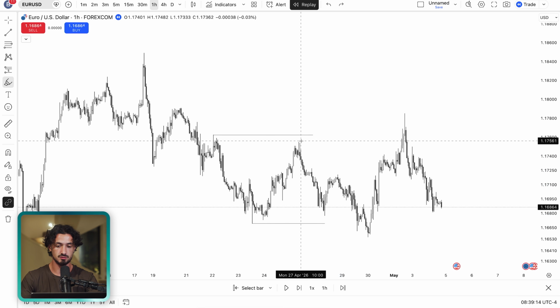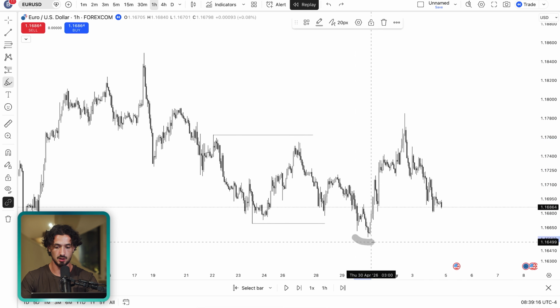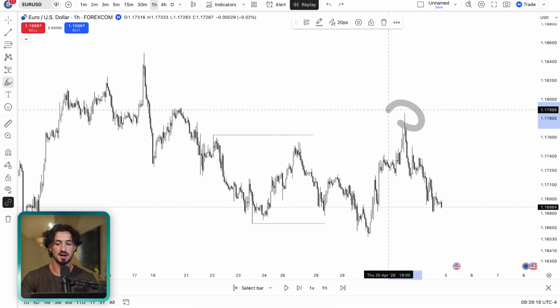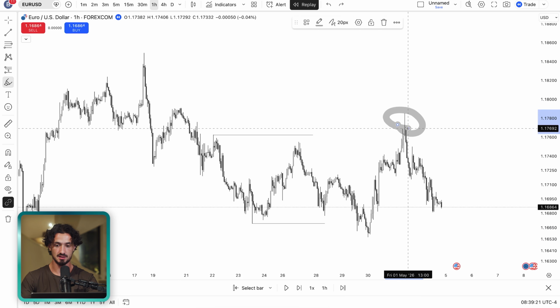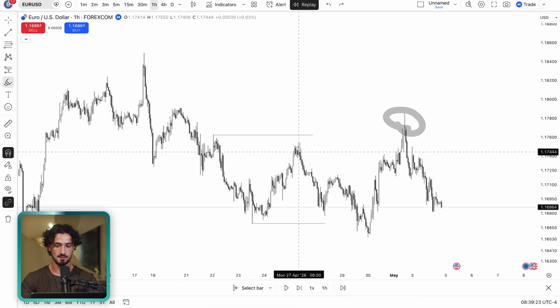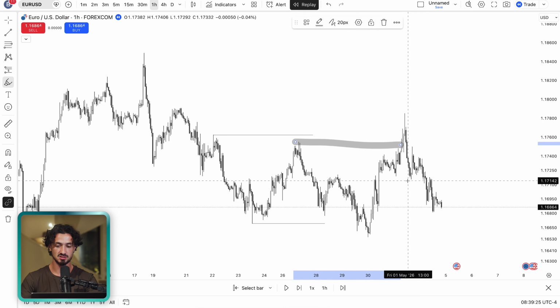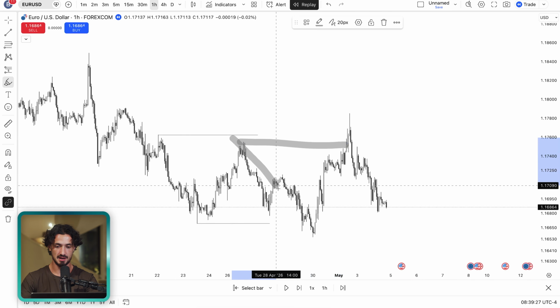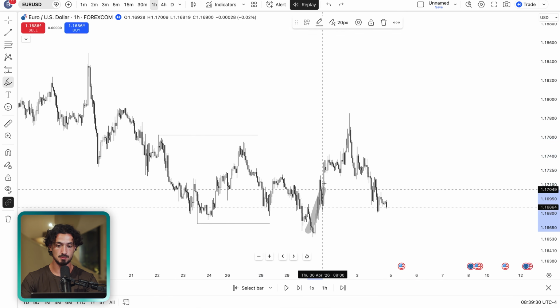We see that the trend goes from lower high, lower low, to higher high. Why? Because this high is higher than the previous high. And so now we have a change in trend. We have gone from being bearish, downtrend, to bullish, uptrend.